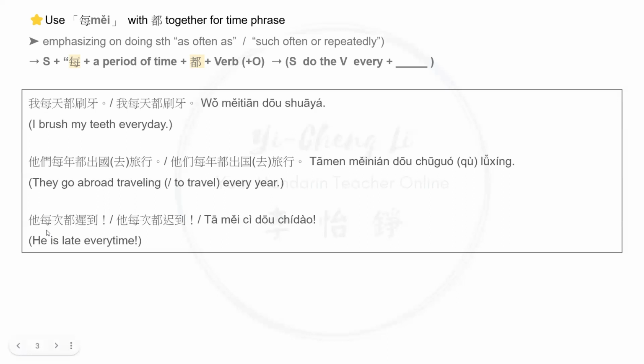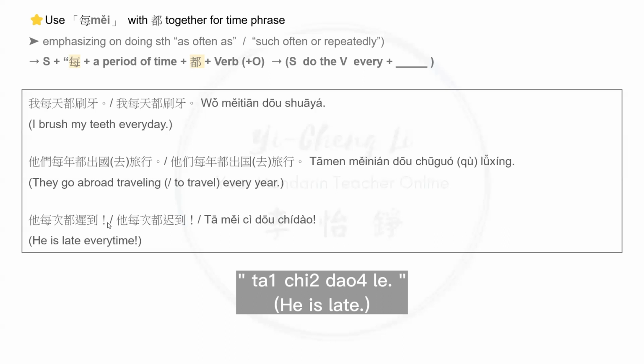Next one. 他每次都迟到。每次 means every time. Every time he is late. So be careful. If you want to say he is late, you actually need to say 他迟到了. It is an emphasis of, at that moment when I say this, he is in this updated situation, which is he is late. Or in other words, he is late already.